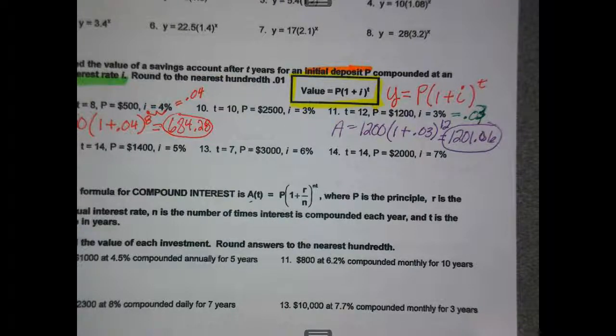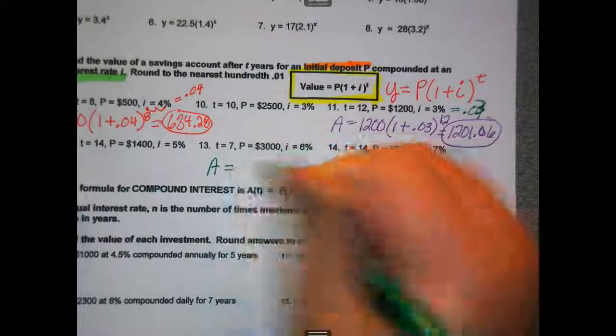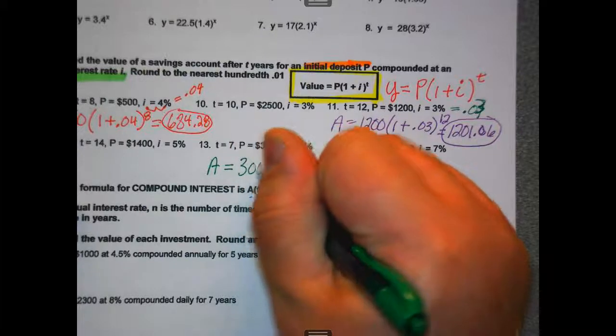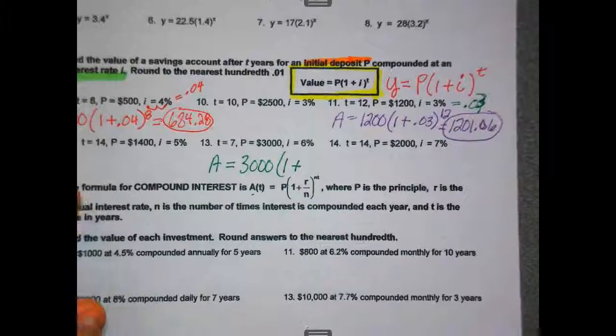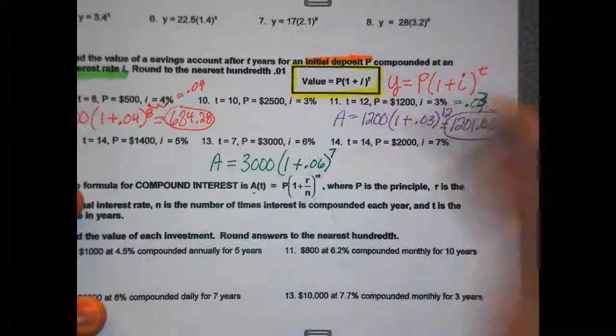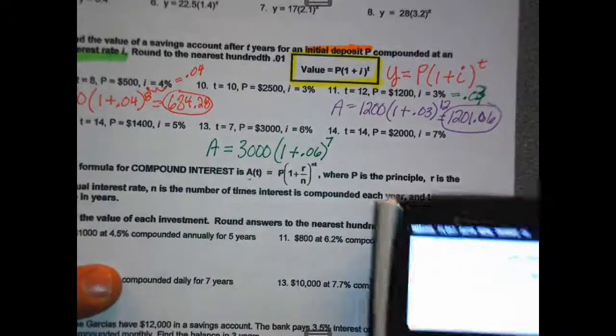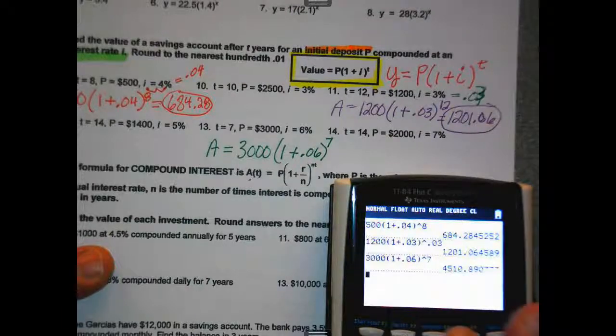Number 13. A equals my principal 3,000 times 1 plus 6%, which is 0.06, and my T is 7. So I have 3,000 times 1 plus 0.06 raised to the 7th. I get 4510.